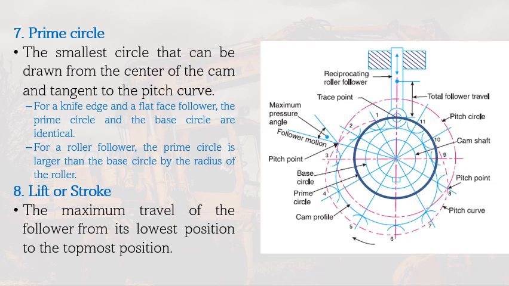The prime circle has a difference in terms of the radius of the roller, as you can see. The lift or stroke, on the other hand, is shown here. This is the maximum travel of the follower from its lowest position to its maximum position as it translates because of the rotation of the cam.